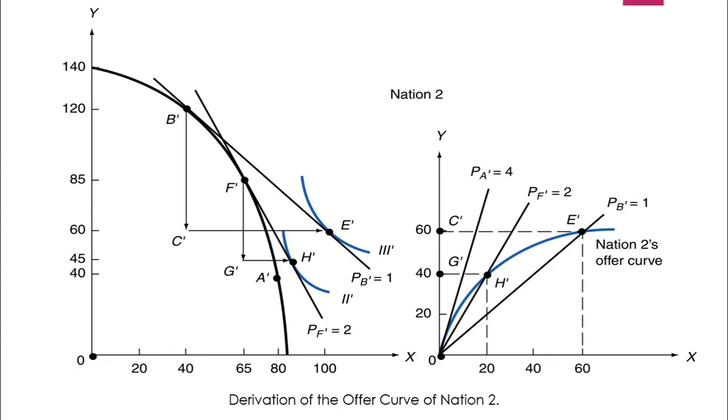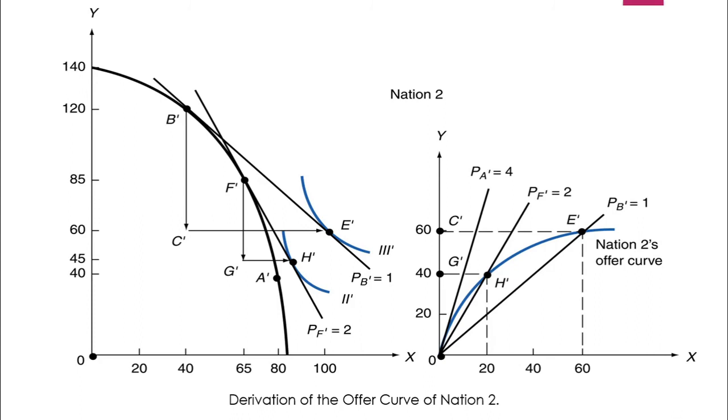Let us assume that terms of trade changes and the new terms of trade line is PF dash is equal to 2, and F dash is the point of production and H dash is the point of consumption. So the nation is exporting 40 units of Y and importing 20 units of X. That particular combination corresponding to PF dash is equal to 2 is denoted by H dash in the second figure.